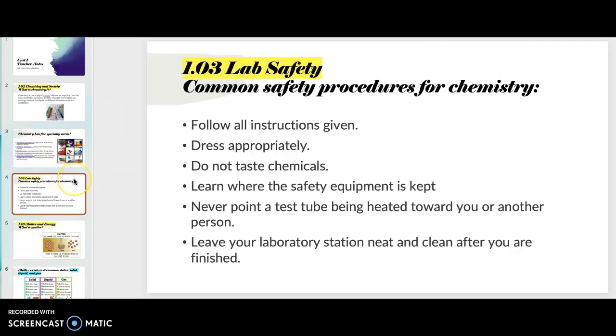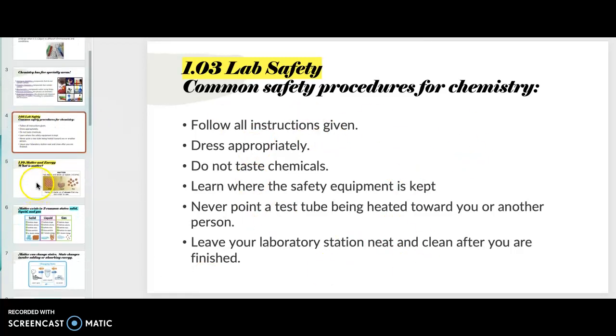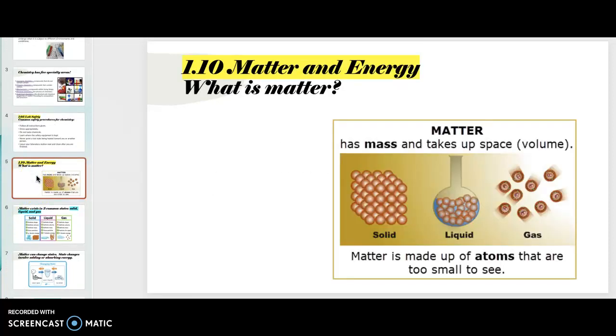We did go over a few other ones in class. This is more of a review for you guys, but I just wanted to touch base on each reading that you had assigned. The next reading that you had was 1.10 Matter and Energy. And as we discussed on that other slide at the beginning, matter is anything that has mass and takes up space. It's made of atoms that are too small for us to see.